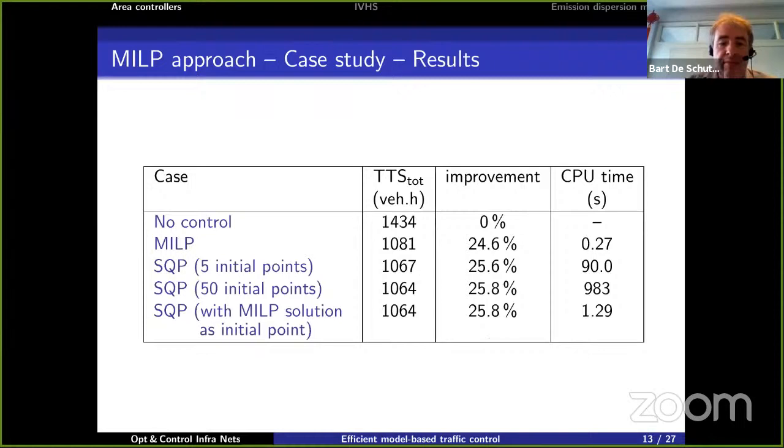And the main message is the following. So again, we can do no control. We can look at the mixed integer linear programming solution. We can look at the nonlinear optimization with a limited number of starting points and more starting points, or we can use one run of MILP and use that solution as an initial point for the nonlinear optimization.